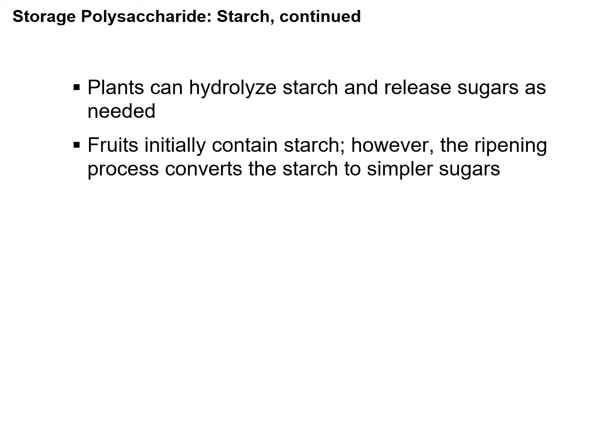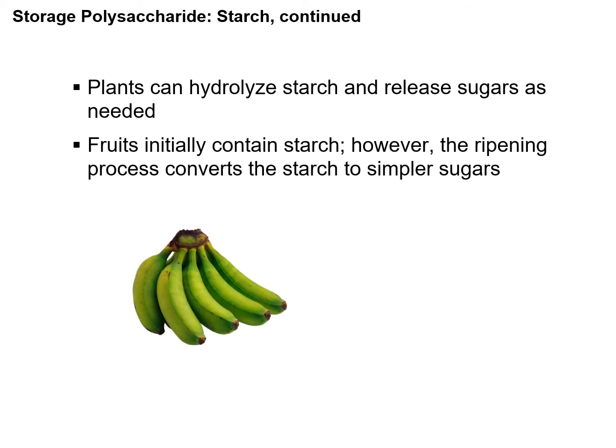Initially, fruits contain starch. Think about green, unripened bananas. However, through the ripening process, plant hormones such as ethylene trigger the conversion of starch into simpler, sweeter tasting sugars.